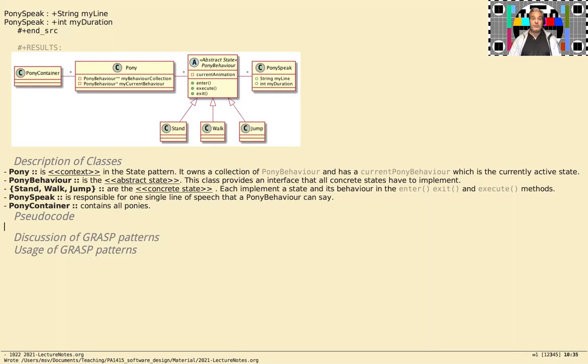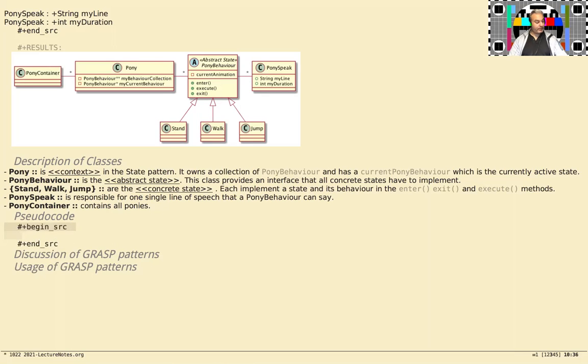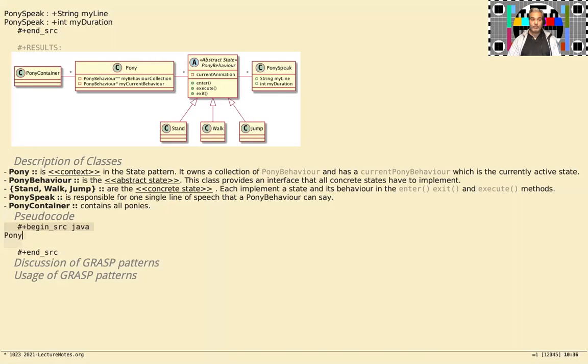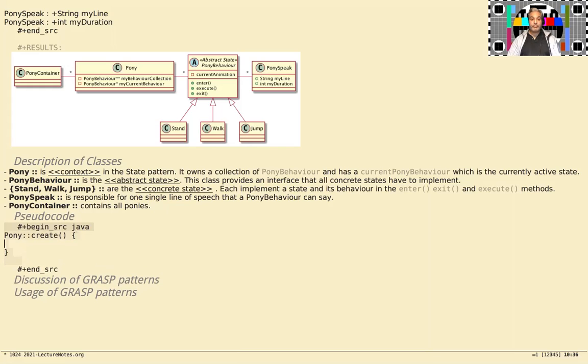So in this case, what we would like to do is that we would like to have code for when we create different pony behaviors. And we would like to have code for when we switch from one state to the other. I don't know, let's call it Java just to get some syntax highlighting. And the create method, what's that going to do? So this is when we create a new pony.